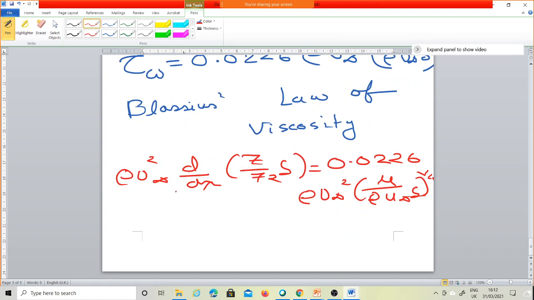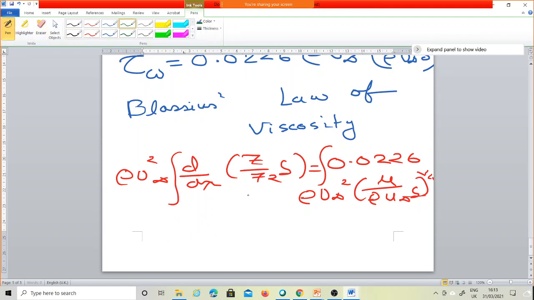So what you need to do, again you need to do the integration, right? If you integrate left hand side and right hand side, what you will get is that this will be cancelled out. You will get rho u infinity square. This should be cancelled out. Okay, it's better I cancel it out.